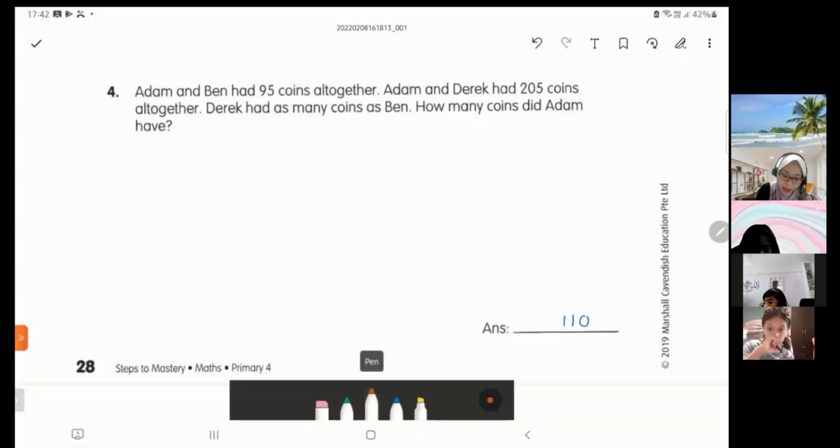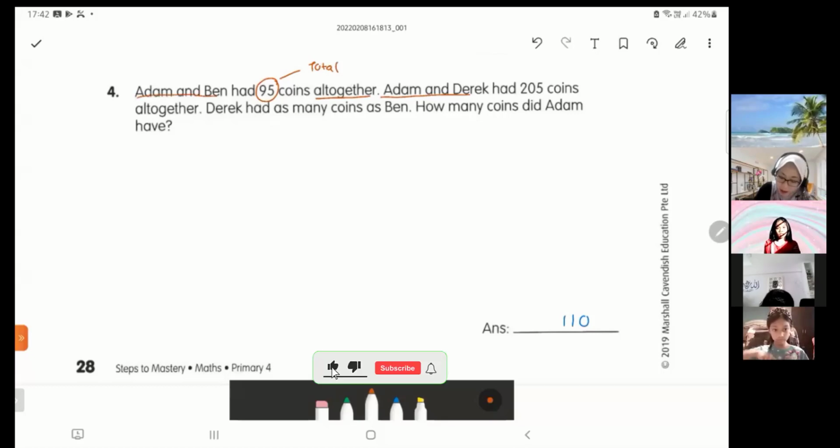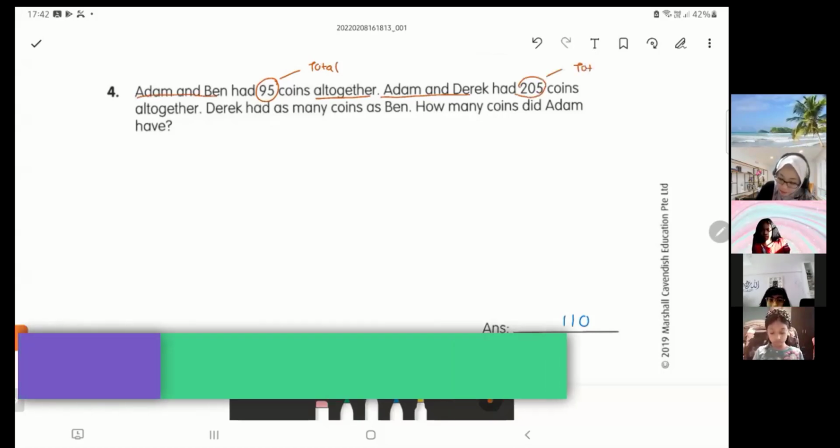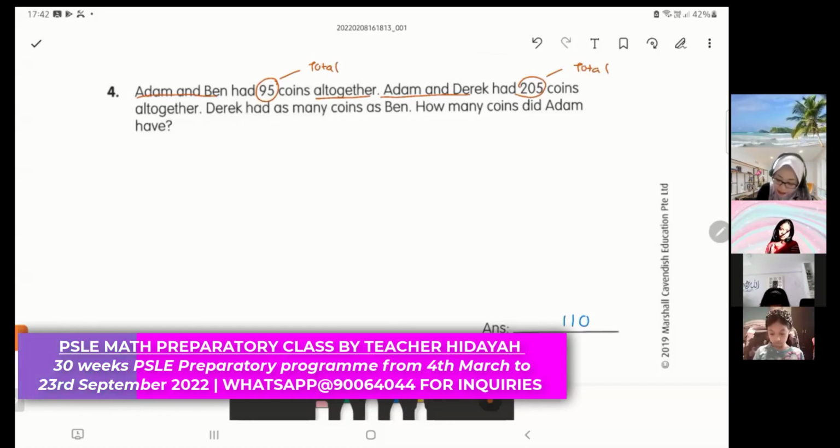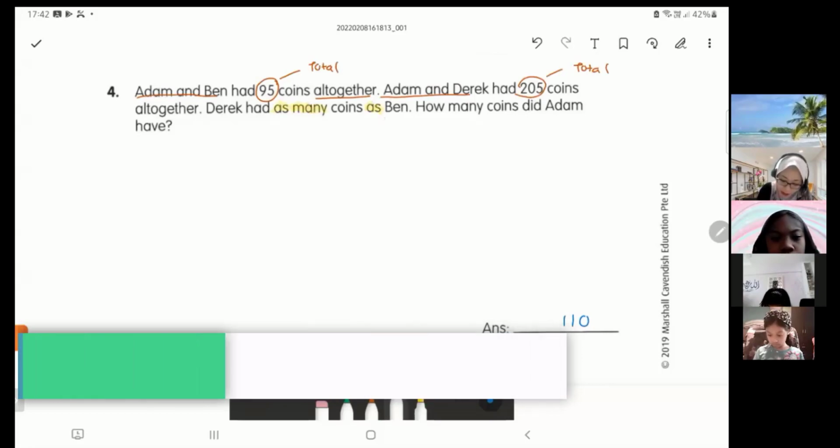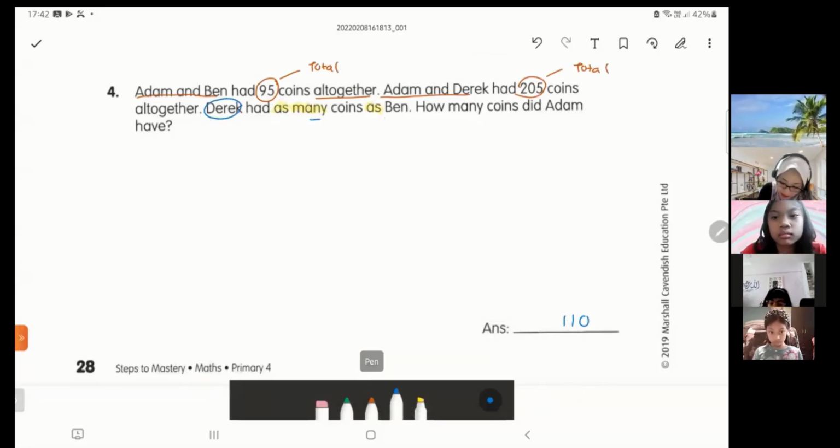Adam and Ben had 95 coins all together. So this is our total. Adam and Derek had 205 coins all together. This is a total. Again, Derek had as many coins as Ben. Magic phrase: Derek has as many coins as Ben. These two people have the same number of coins. How many coins did Adam have? I want to find Adam.